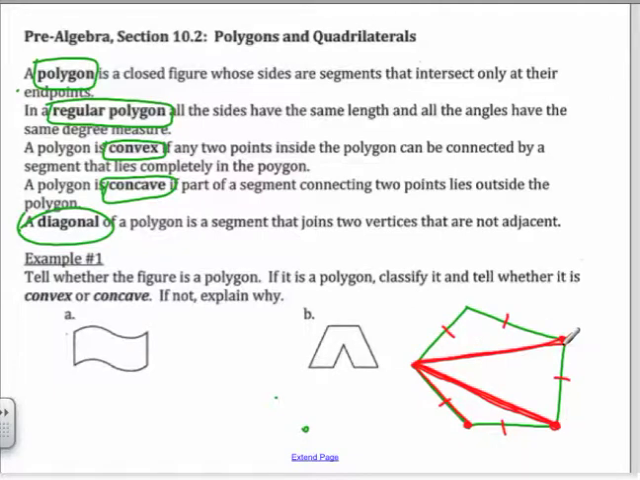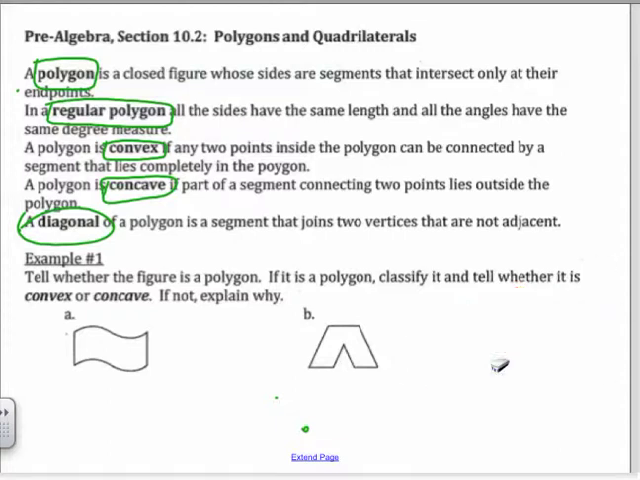How many triangles does it break this figure up into? Simon? 3. 5 minus 2. We always take away 2 from the sides to figure out how many triangles are in it. That's interesting. It's going to come back to us later. These are not equal. Even though I put the little dashes in there, that's not what I meant. I was using it to help me count the sides. That's gone away.